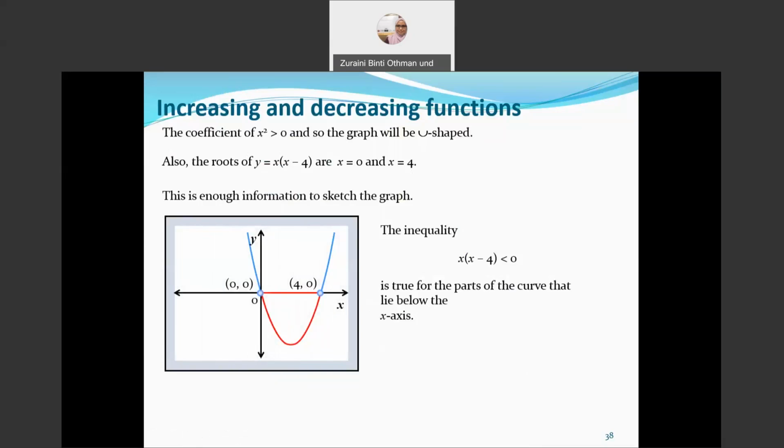Yang merah tu. Iaitu the inequality x minus 4 less than 0 is true for the part of the curve that lies below the x-axis. So that we can conclude that our function decrease when x is between 0 and 4. Okay, this is the interval where the function decrease. Okay. Okay. So sekarang kita nampaklah kat sini dia decrease pada 0 sehingga 4 punya interval.